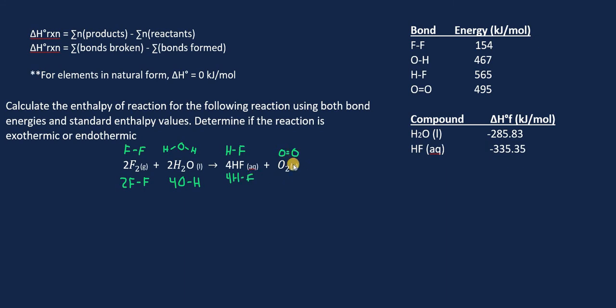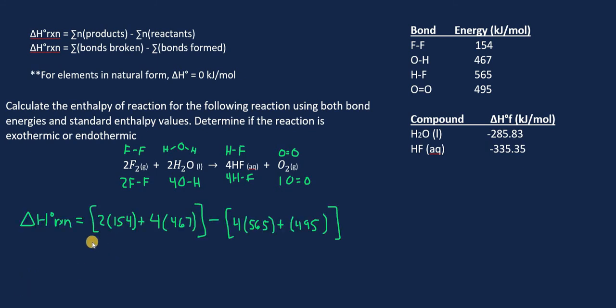And for O2, if you draw your Lewis structure, it's just oxygen double bonded to the other oxygen, and that means we have 1 of those oxygen to oxygen double bonds. So now that we've established all the bonds in our reaction, let's write out our equation for calculating the enthalpy of reaction here.